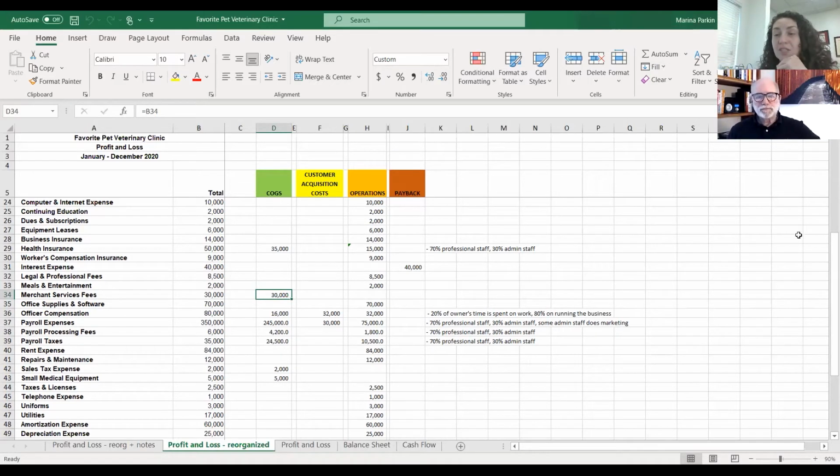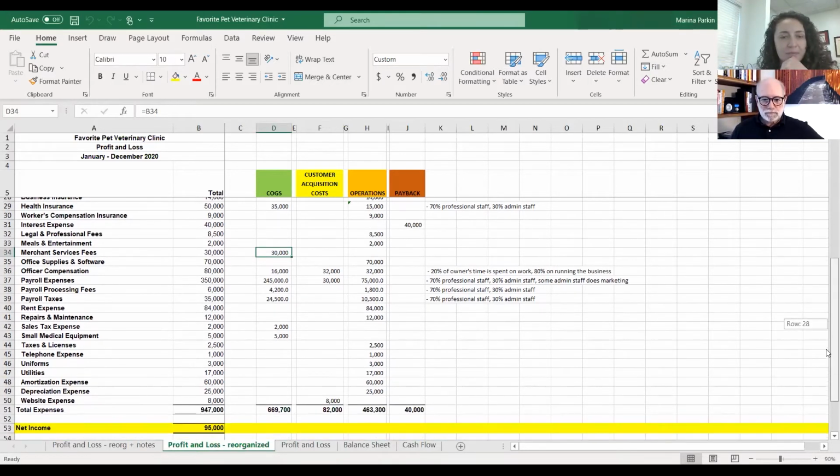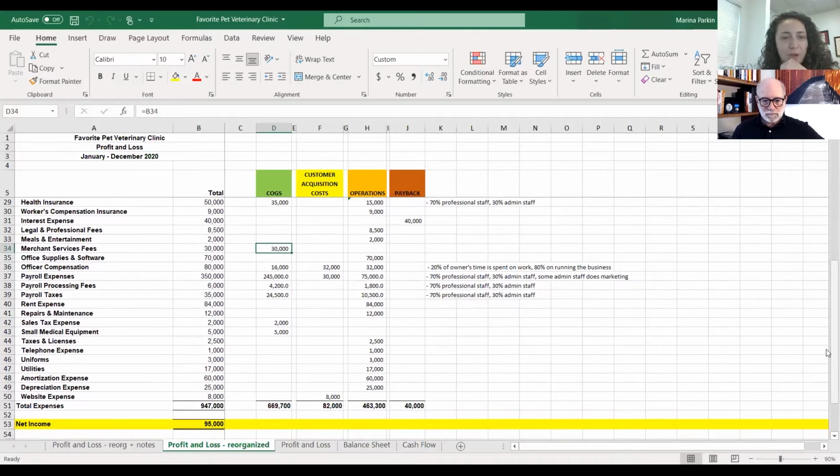So we put that as a cost of sales. And again, we split our payroll tax, we put rent in the operations and all the repair and maintenance, sales tax, and the medical equipment. The medical equipment did make it to cost of sales, but we really did need to buy it to keep performing our services. So I did add that to the cost of sales, as opposed to office supplies and stuff like that, which we put in the operations expense.